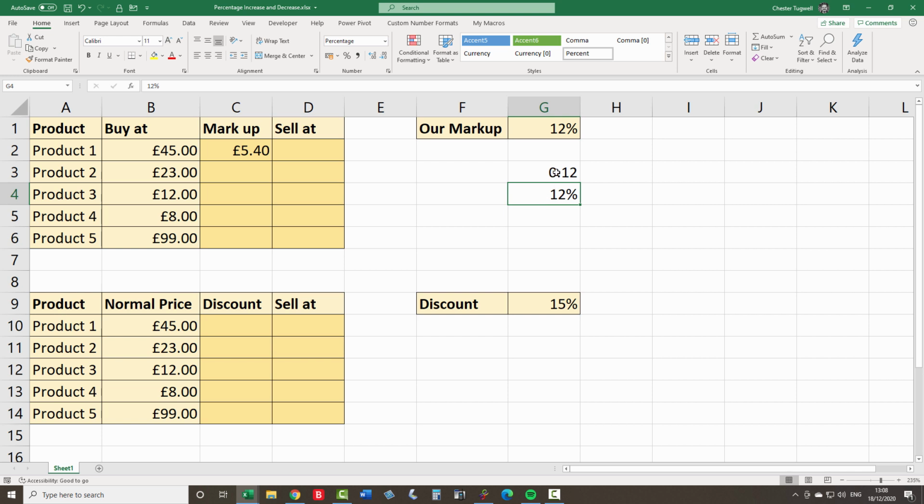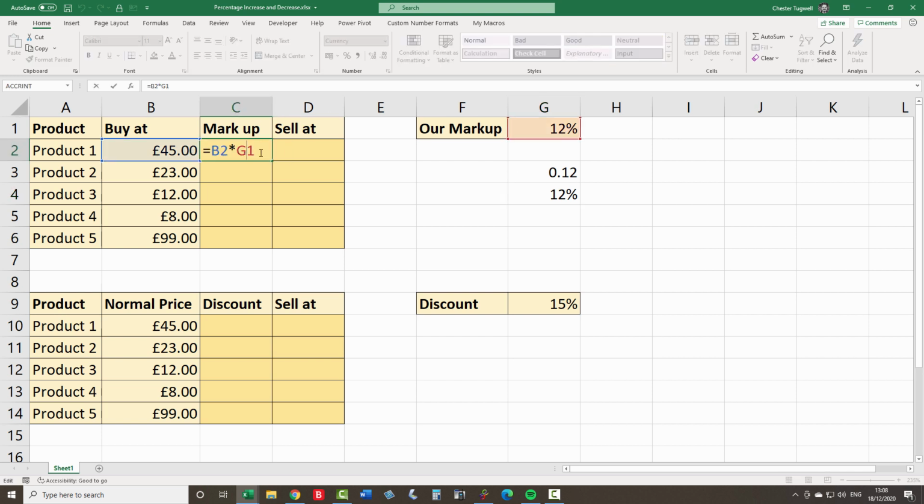Okay, so the decimal equivalent of 12% is 0.12. The decimal equivalent of 50% is 0.5. Okay, so as long as you've got your percentage sign in the cell that you're pointing to here, it's going to calculate it correctly for you. So that's the markup. So now I can work out what the sell-up price is. So that would be the buy-up price plus the markup. And that gives you your sell-up price.